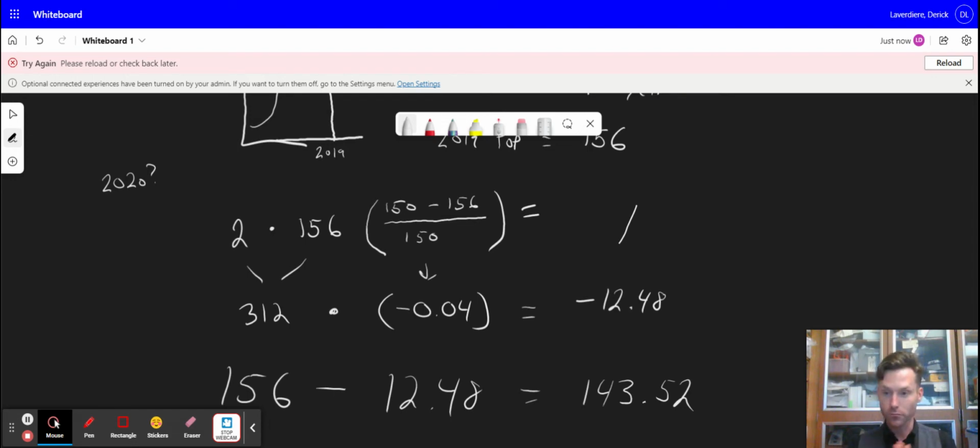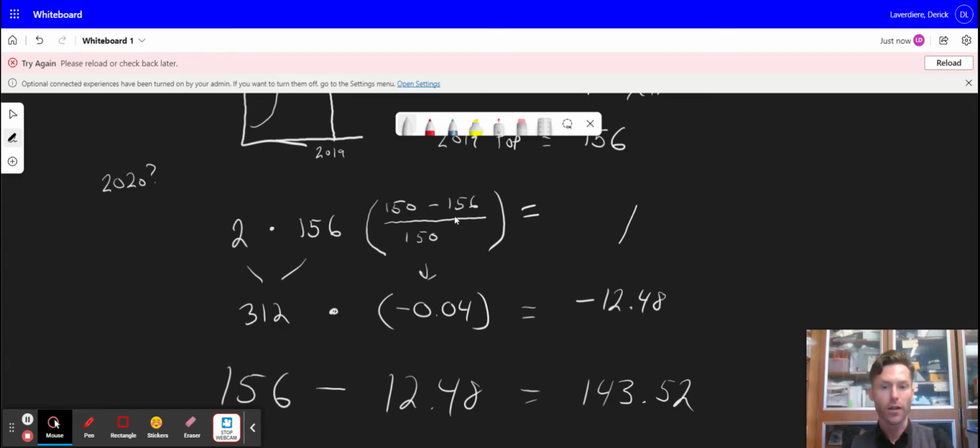So I pose the question, how many Snorlaxes would you expect to see in this population in 2020? Okay. And so I take my max growth rate per capita, which is 2. I multiply it by the current population, which is 156. That gives me 312. Okay, so that's how many I would expect to see if nobody died. Right, that's my growth rate if nobody dies.